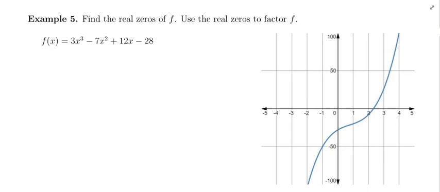Example 5. Find the real zeros of f. Use the real zeros to factor f. Our polynomial function is f of x is equal to 3x cubed minus 7x squared plus 12x minus 28.